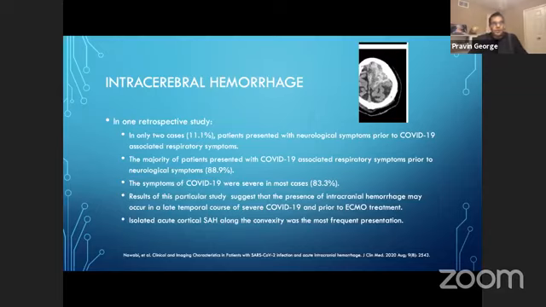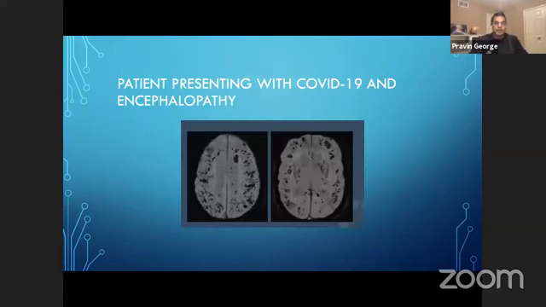I was consulted on several patients, obviously, for being critically ill, having COVID, and then having an encephalopathy. One of our patients actually showed up with a brain that looked like this.